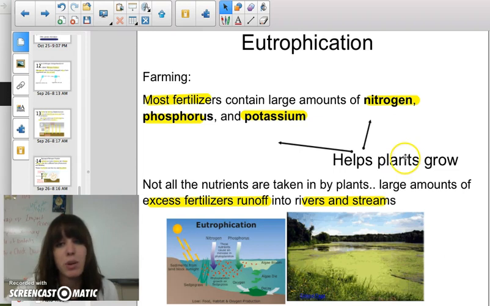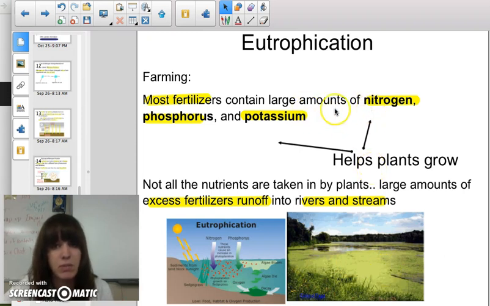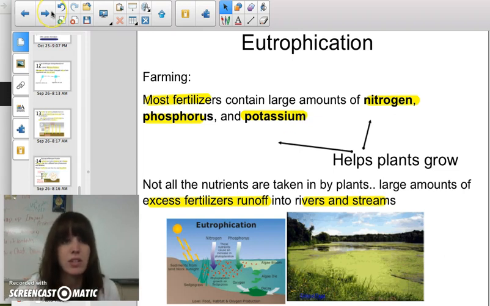That helps plants grow. But when these nitrogen and phosphorus and potassium fertilizers run off into, let's say, a river, a lake, or a stream, it causes a lot of algae to grow because algae is a plant and it loves these types of minerals, these types of nutrients. And so we are affecting this growth because we are the ones adding the fertilizers. So humans can have an effect on these nitrogen cycles as well.